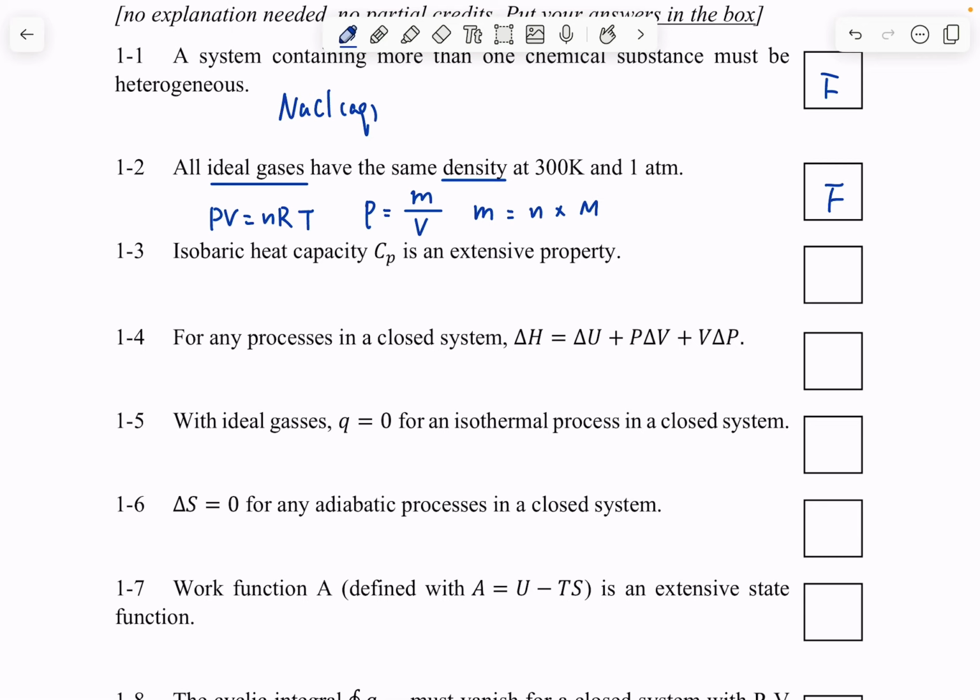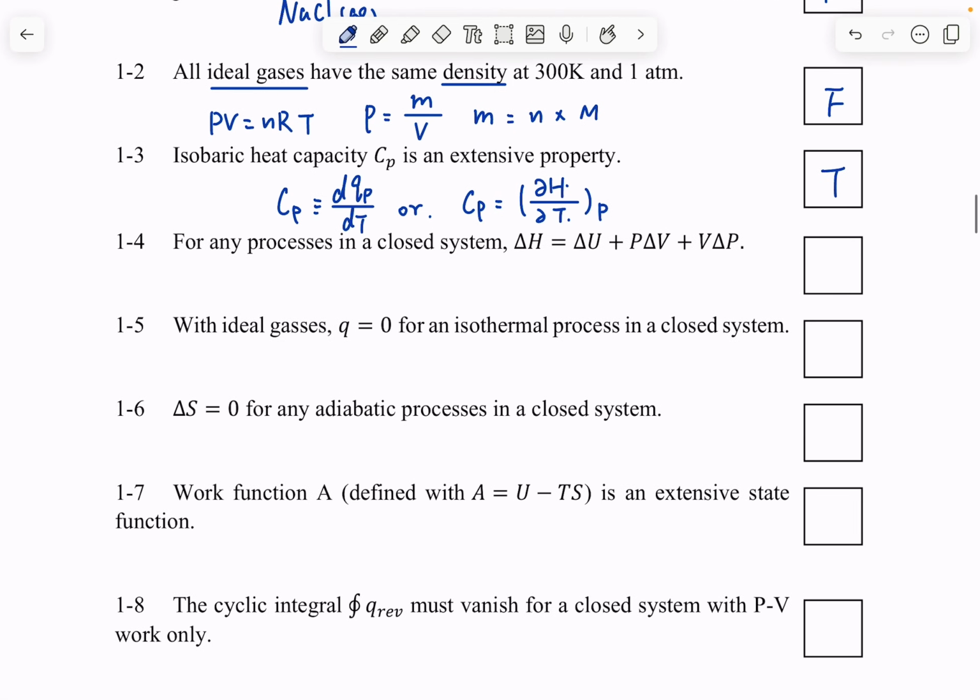Isobaric heat capacity Cp is an extensive property. This is true. We went over this together in class, but in short, if we think about the definition of Cp, that is dQp over dT. Or for a closed system, we can write Cp equals the partial derivative of enthalpy over temperature at constant P. Now, since enthalpy is an extensive property and temperature is an intensive property, Cp must be an extensive property.